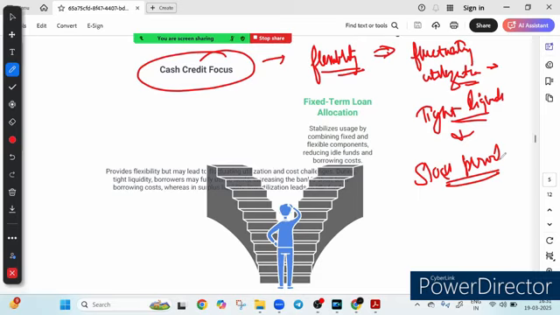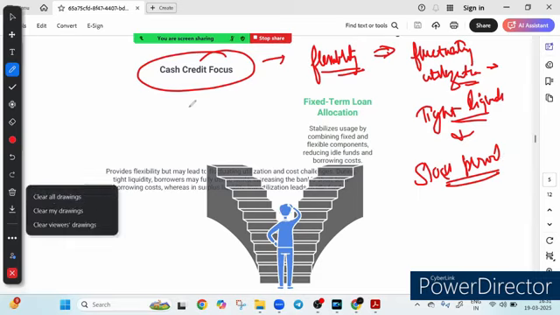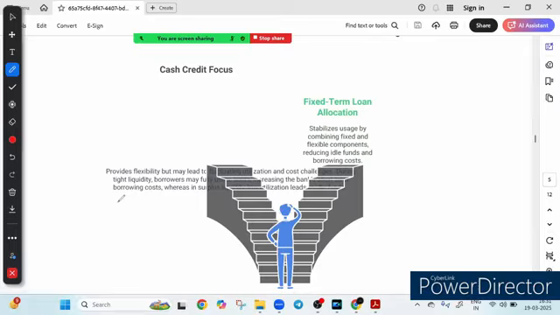Now let's look at the other side. There is a fixed term loan allocation, right. And on the cash credit focus, what we have learned is that during a period of tight liquidity, borrower might max out their limit, causing bank to face higher short-term borrowing cost, and during a slack period, low utilization leaves idle fund lying around, a double-edged sword, because fund is lying idle, and from where are the funds coming to the bank? Obviously from the depositor, and the bank is paying interest to the depositor. This question was asked last time.